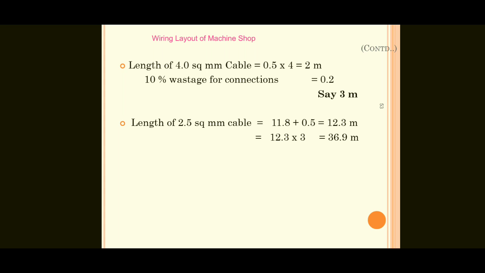Length of 2.5 square mm cable means 11.8 plus 0.5, 12.3 meter. Next, 12.3 into 3, 36.9 meter. 10% wastage for connections, 3.69 meter. So total becomes 40.59 meter. So assume it is approximately 41 meter.